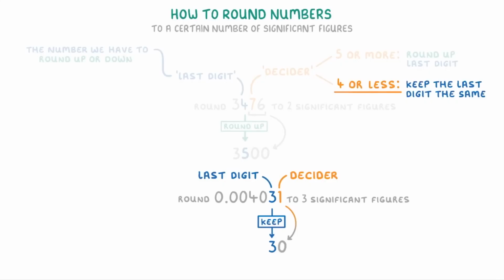However, whenever we round decimals like this, we actually don't keep any zeros at the end of the number. So we'd get rid of it and end up with 0.00403.